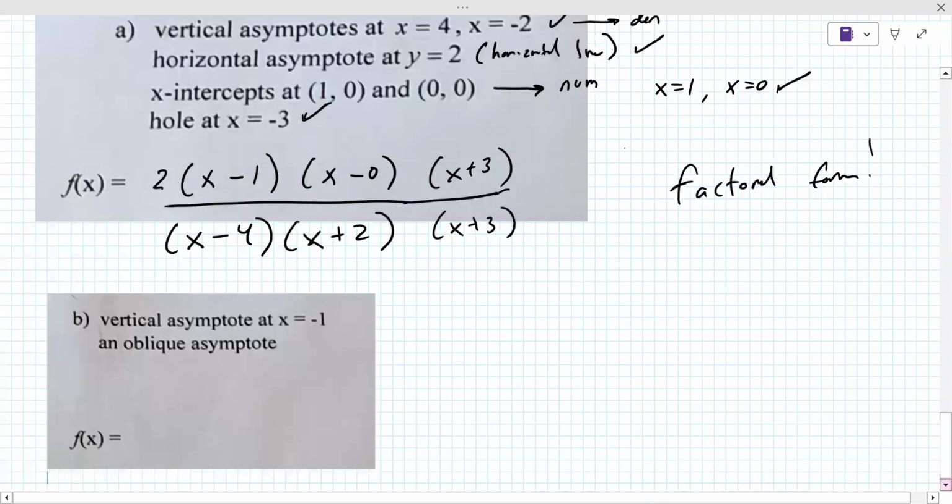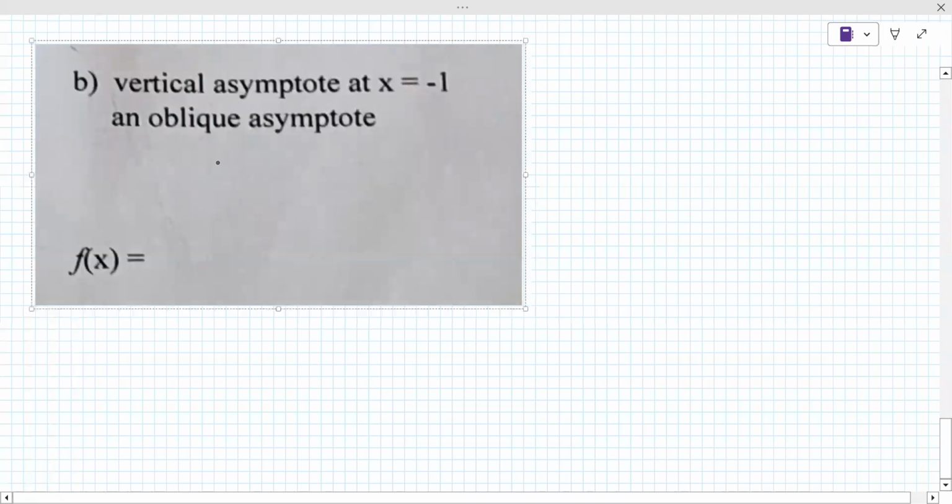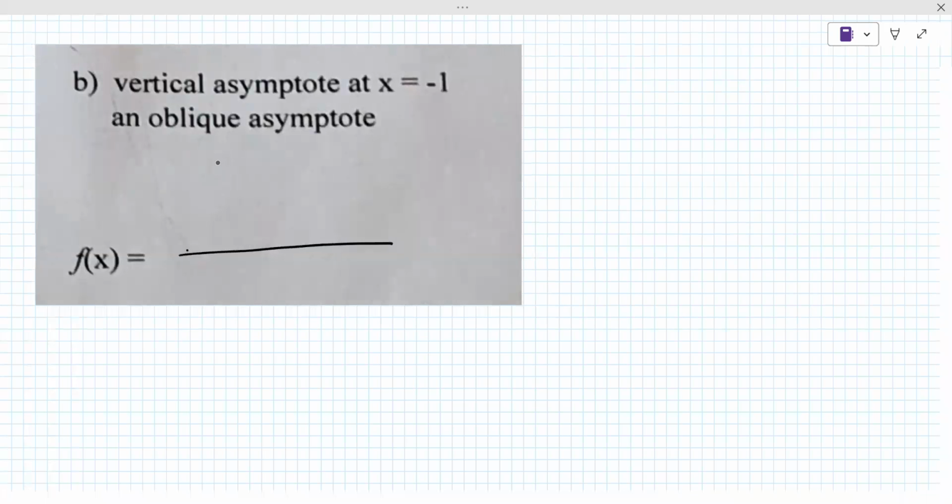Letter B. Vertical asymptote at x equals -1. So what does that affect here? Is that the top or the bottom? Isn't that the bottom? It is the bottom. What would go on the bottom for that? X plus 1. You got it. Now we're not given much more information. It just says an oblique asymptote. That means, and I really like this, top heavy.